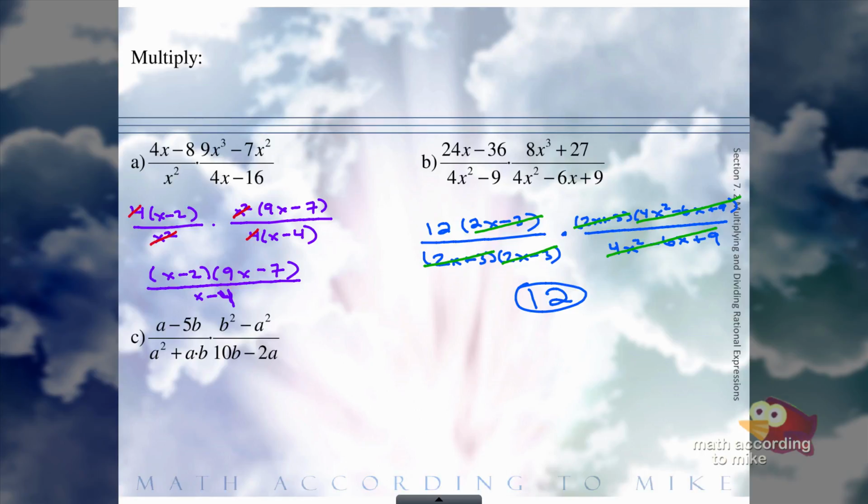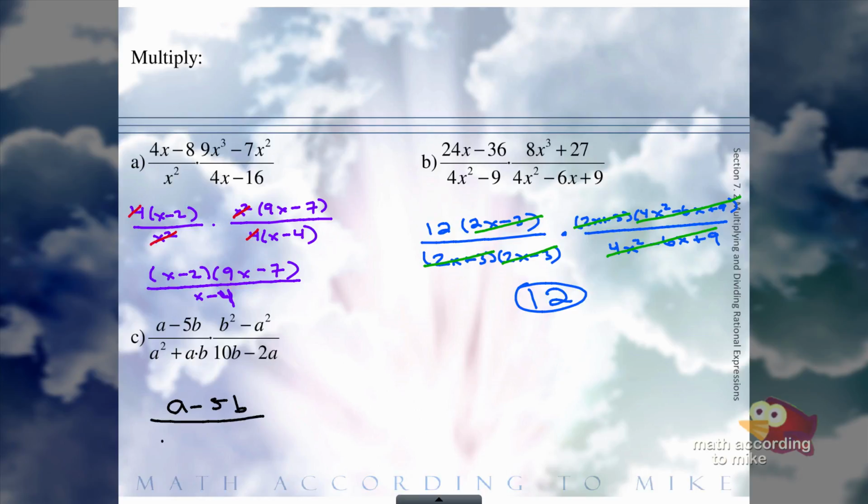Again, please write neatly. It's very common to draw your canceling line too large, and then you accidentally cancel something that's not supposed to be canceled. And that'd be bad. All right, part C, the numerator is prime.